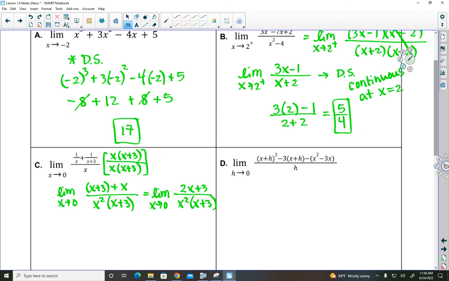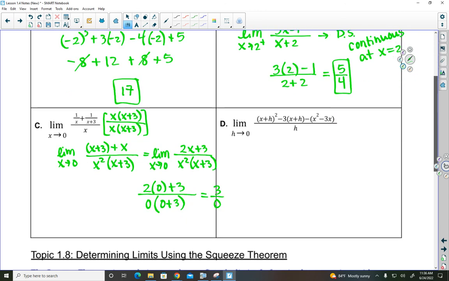Let's try some direct substitution. I plug in a 0. We're going to get 3 over 0. So this is actually a good thing to talk about. We tried another method, and we still got an undefined value. So this must mean that the limit doesn't exist.